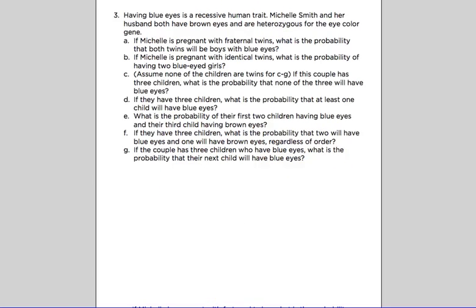Problem 3 states that having blue eyes is a recessive human trait. Michelle Smith and her husband both have brown eyes and are heterozygous for the eye color gene. So the parentals here, we're going to write them as big B, little b, times big B, little b, which is a monohybrid cross, as you can see. Some parts of this problem are asking for 2 independent events, both the sex of the child and eye color. So let's just write the probabilities of each before we go through each part.